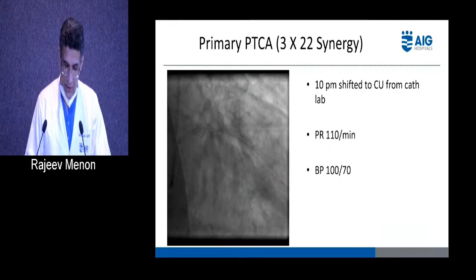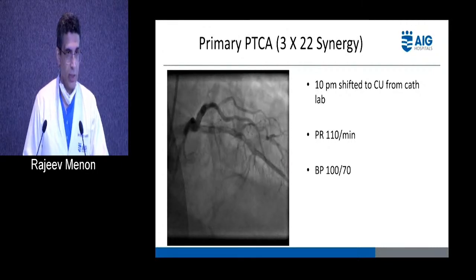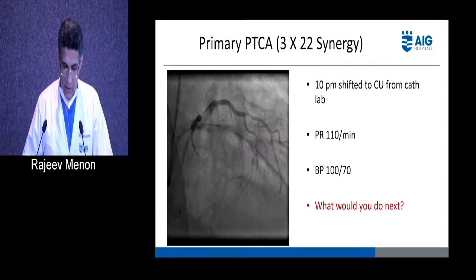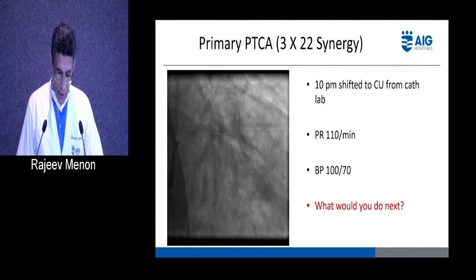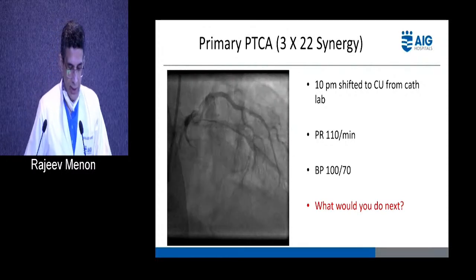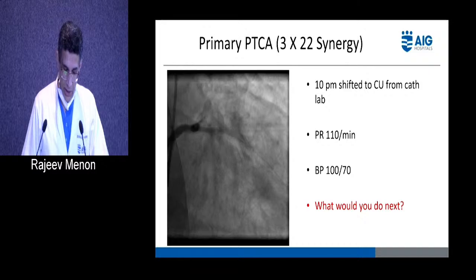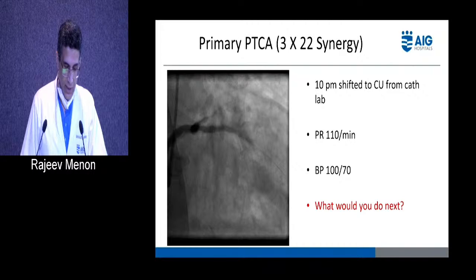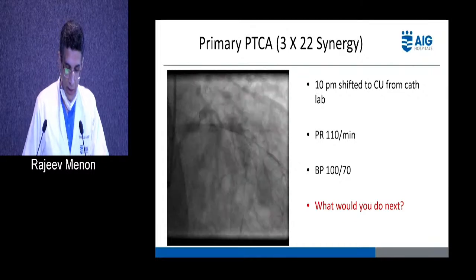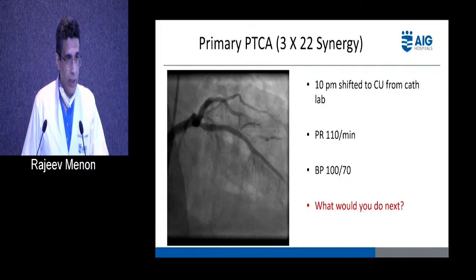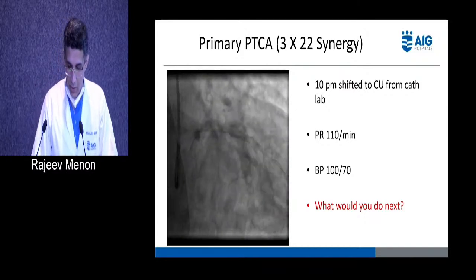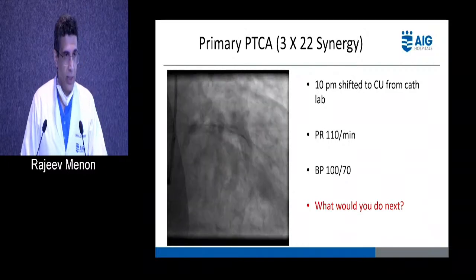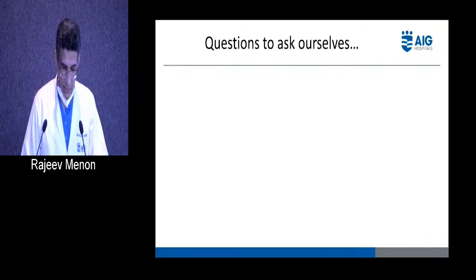His pulse rate was 110 and blood pressure was 170. Now the question which we need to ask ourselves is, what would we do next? Do we just leave the patient like that, continue with the drugs which the patient is getting, and then reassess the next day morning? Or is there something else which should worry us in this particular patient, where we try to evaluate further and try to see what exactly happened? So let's come back to our talk and then probably see what happened with this particular patient.